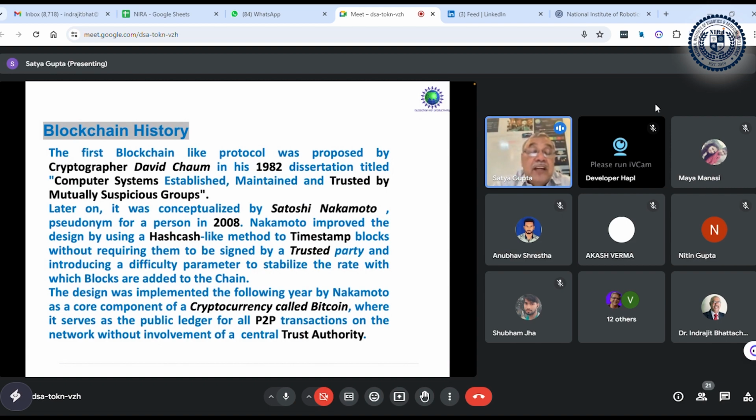It is mentioned that the design was implemented by the same Nakamoto as a core component of a cryptocurrency called Bitcoin, where it serves as the public ledger for all P2P. P2P means peer-to-peer, or one-to-one kind of transactions on the network without involvement of a central trust authority. That was the whole theme of the 2008 white paper.